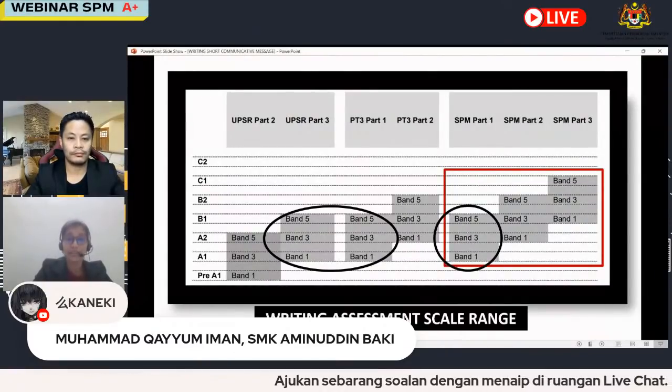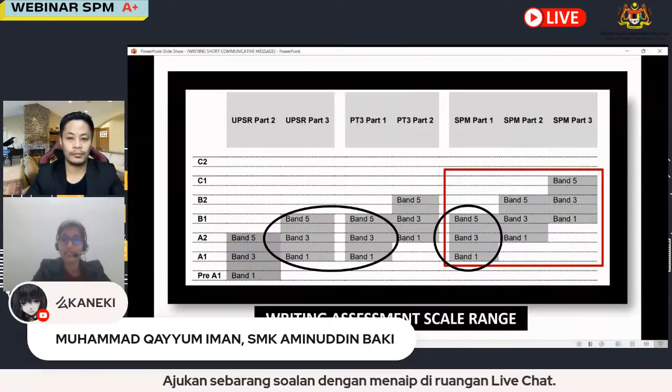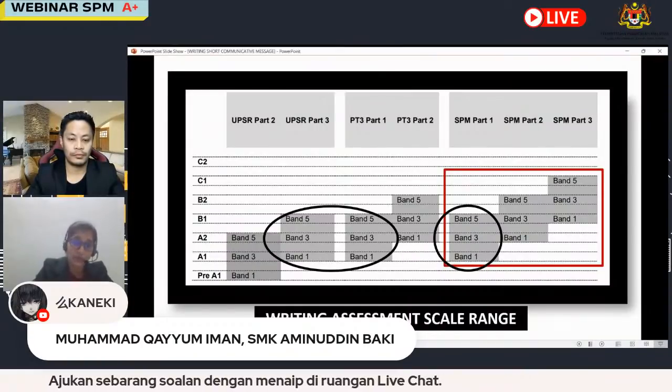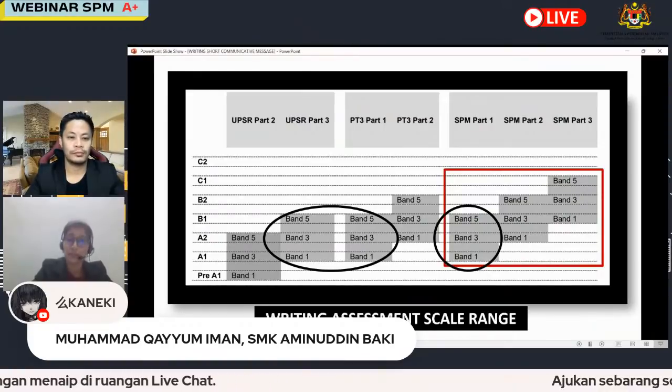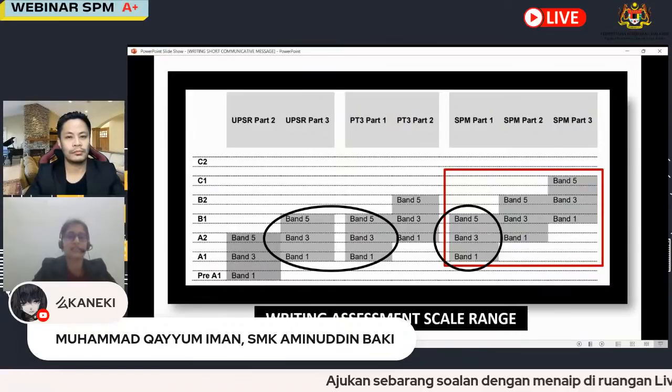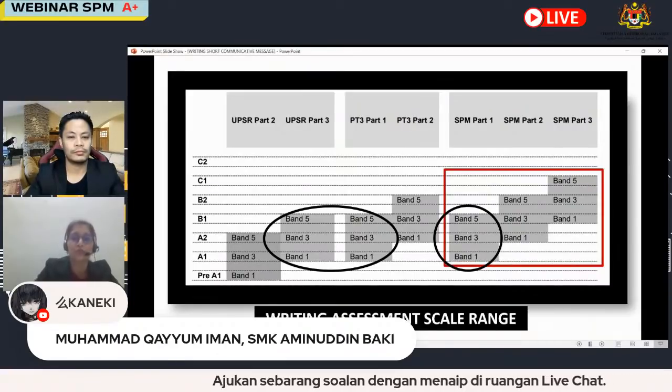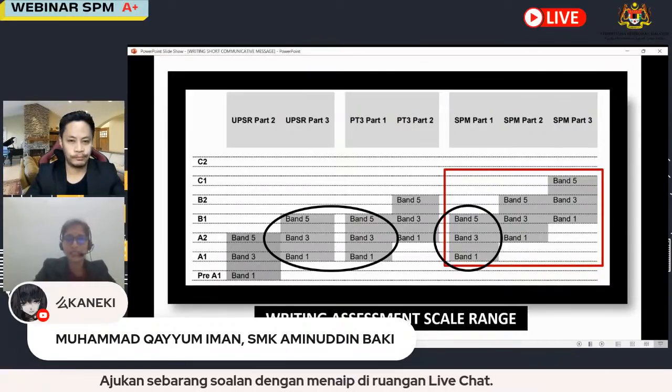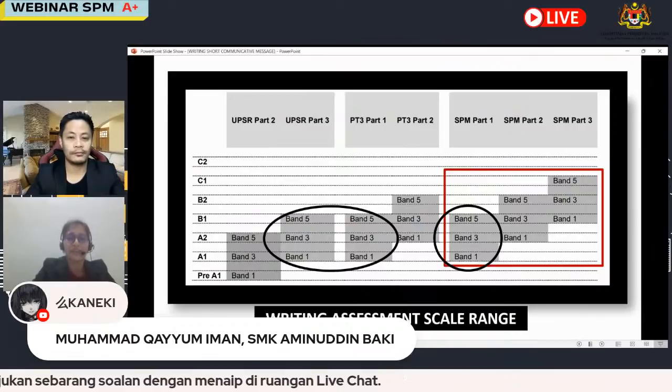All right, to make things evident, you can also see that the scale range is equivalent to PT3 Part 1 and also UPSR Part 3. So fret not, do not think that this is a difficult task for you to write. Just see how easily it can be answered.